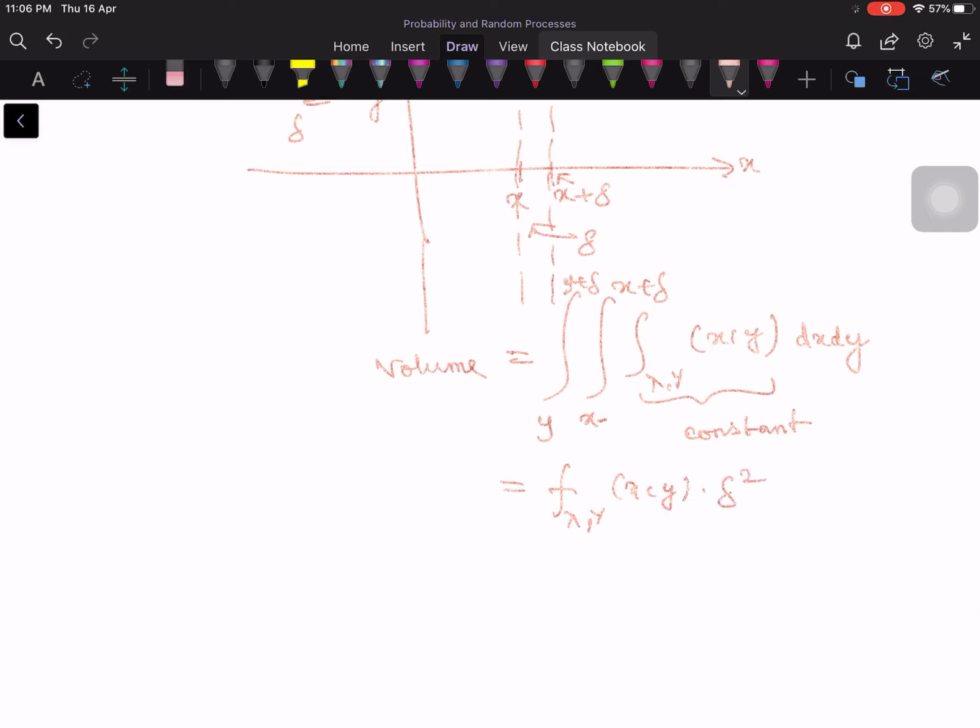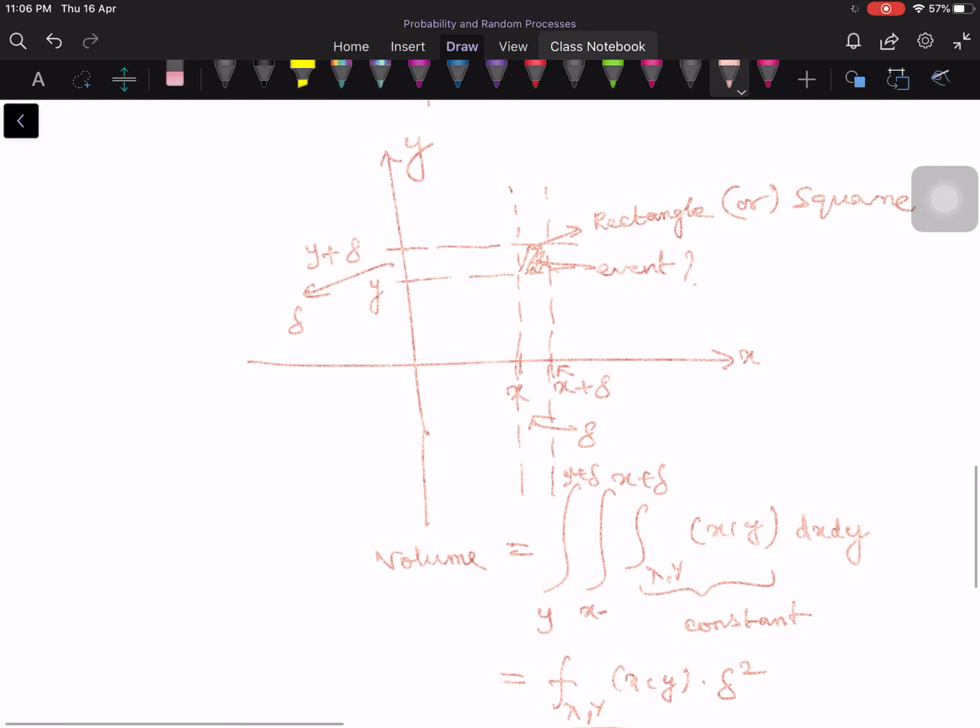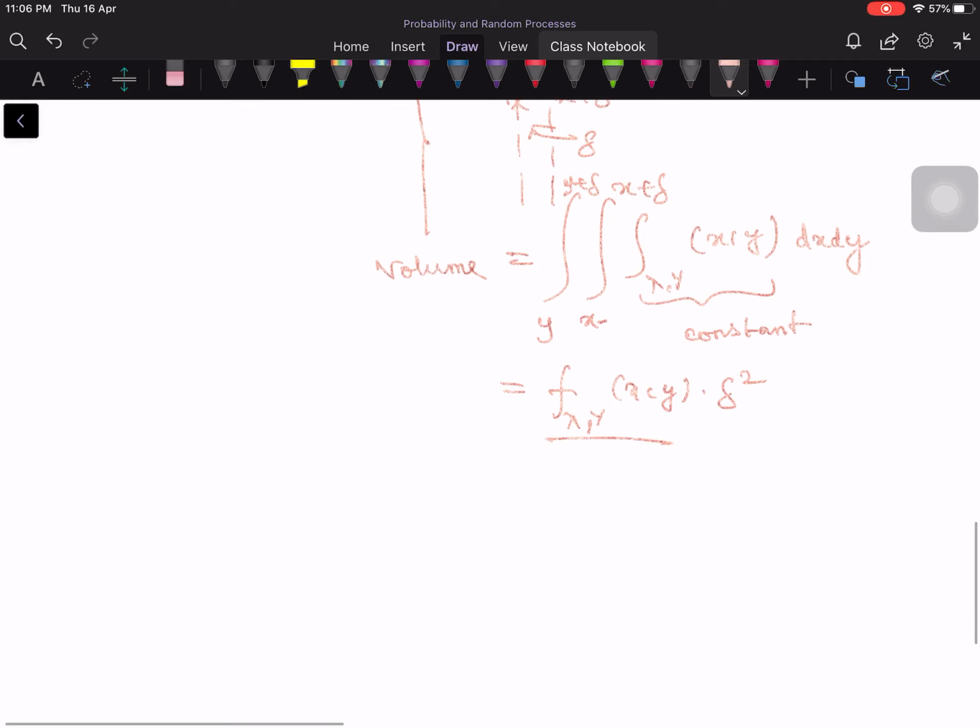And what is the probability of this particular event? How do you write it mathematically? This event is that the random variable X lies between little x and x plus delta, and the random variable Y lies between little y and y plus delta. Therefore the left hand side is going to be the probability of little x less than or equal to capital X less than or equal to x plus delta, comma little y less than or equal to capital Y less than or equal to y plus delta.